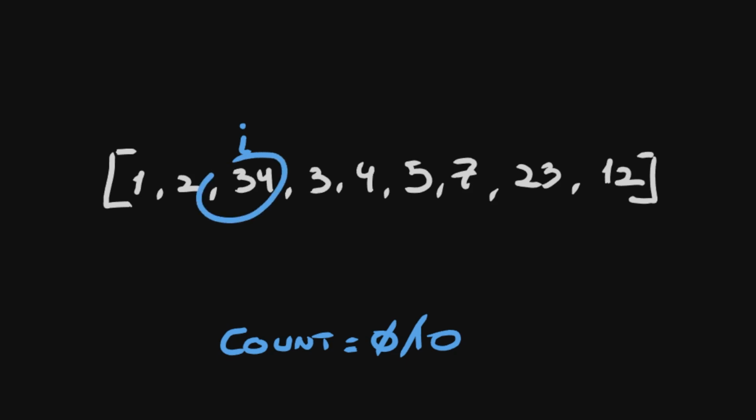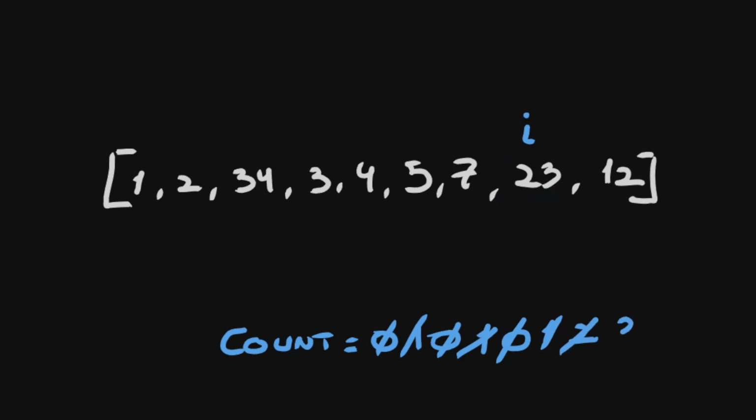Now 34 is also even, so the count is still 0. Next 3 is odd, so the count is now 1. Next 4 is even, so the count is 0 again. Next 5 is odd, so we add 1 to the count. Next 7 is odd, so we add another 1 to the count. This is now 2. Next 23 is odd, so we add another 1 here, and this is now 3.